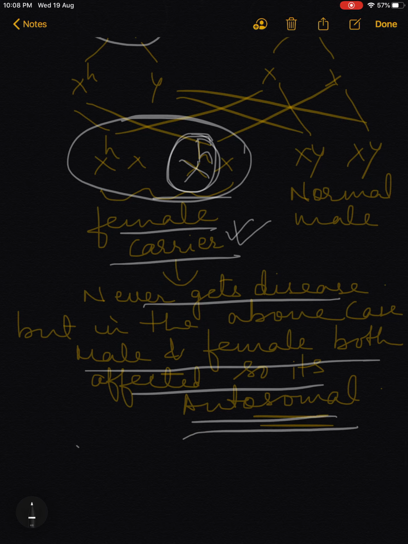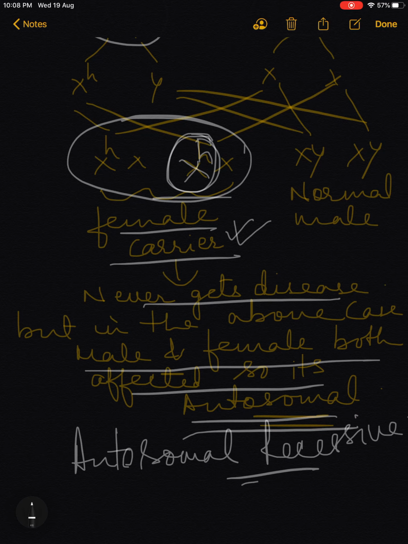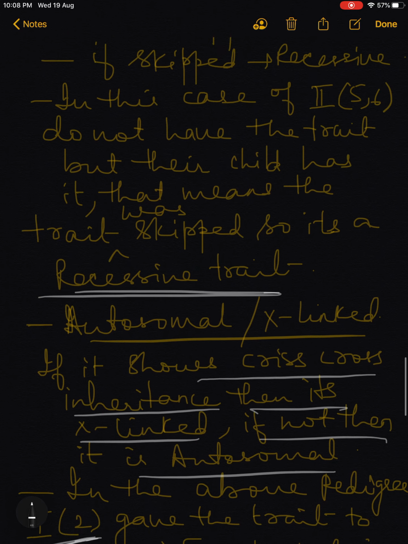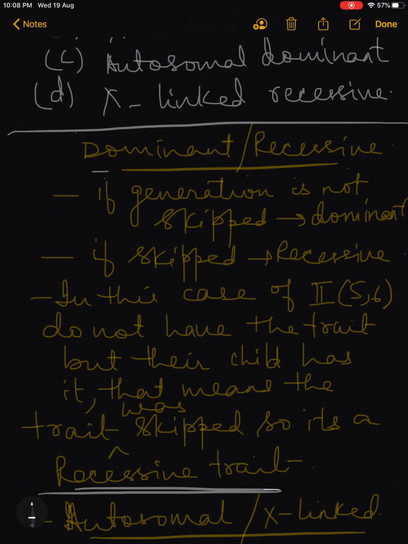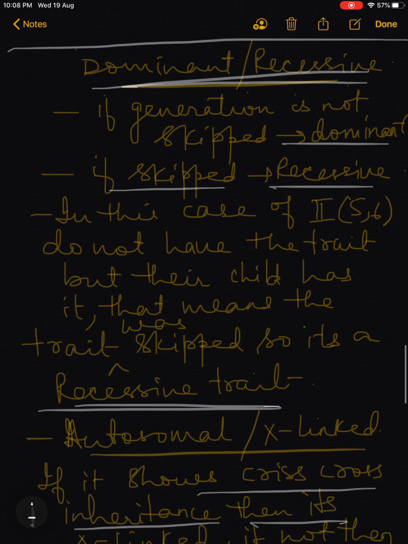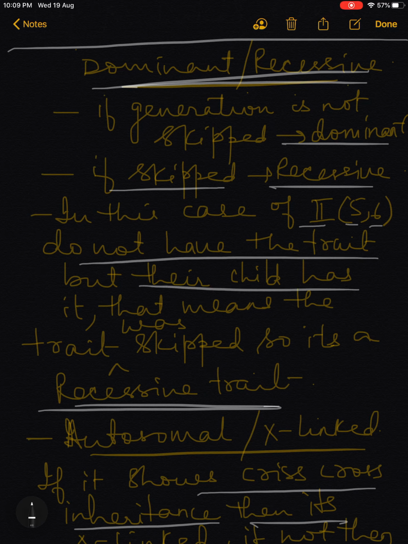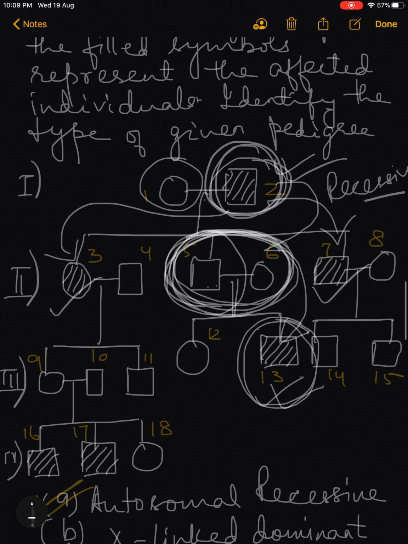So the whole pedigree is autosomal recessive. This is the conclusion. I have written the whole explanation for you. You see how to find whether it is dominant or recessive. If generations are not skipped, it is dominant. If generations are skipped, it is recessive. In generation 2, the 5th and 6th do not have the trait, but their child has it. So the trait has skipped, and because it is skipped, it is a recessive trait. I hope now you are very clear with the pedigree.